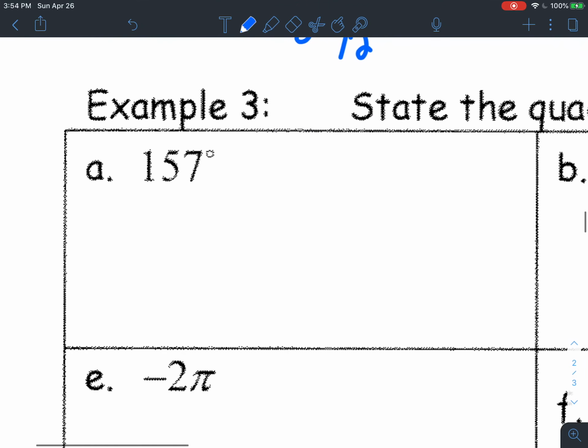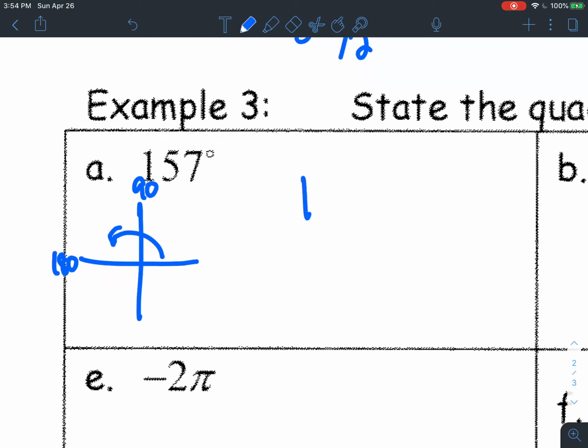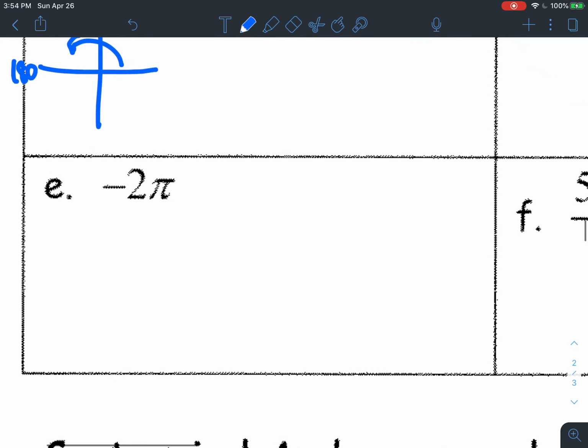So I just want to do a couple of them with you. Again, I usually just sketch it out if it's not obvious where that is. For 157 degrees, we know it's somewhere between 90 and 180. Since it's positive, it's rotating this way. It doesn't matter where in the box it stops. So I would call this a quadrant 2 angle. And that's all there is to it.